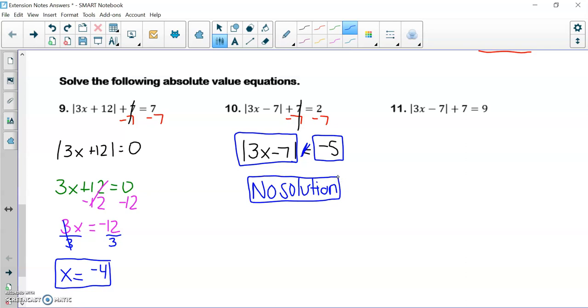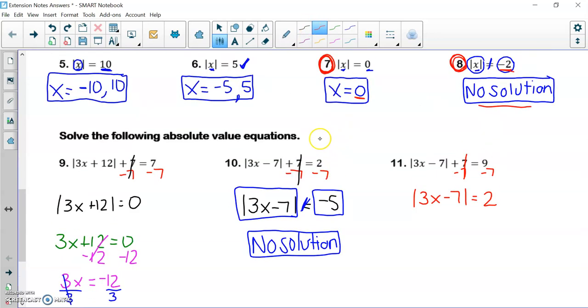All right, and then now looking at number 11, we have the same exact equation except we have a 9 on the other side of the equation. So I'm going to first start off by subtracting 7 from both sides. And I have the absolute value of 3x minus 7 is equal to 2.